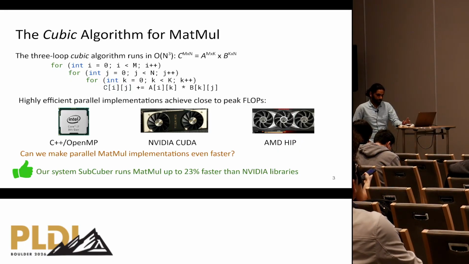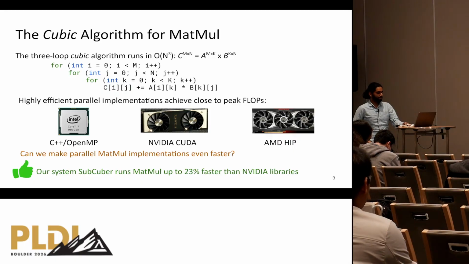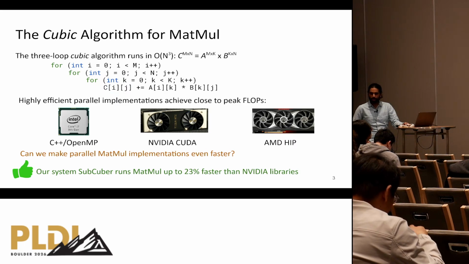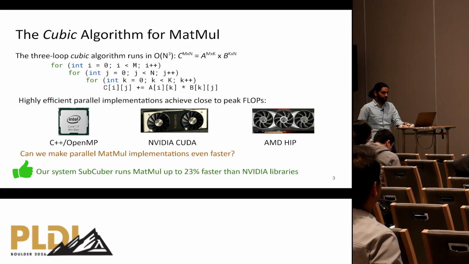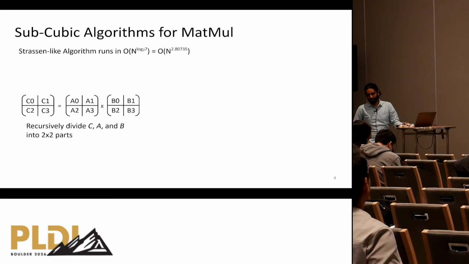So the question becomes, if they are very efficient, can we make matmul even faster than that? And that is what I'm going to talk about: our system SubCuber can make matmul faster, up to 23% than NVIDIA libraries. And as you can guess, it uses subcubic algorithms.